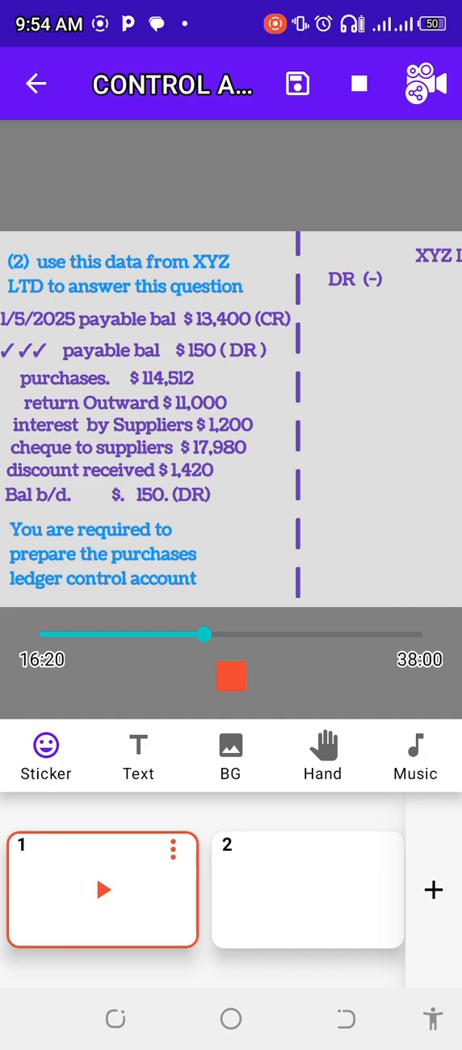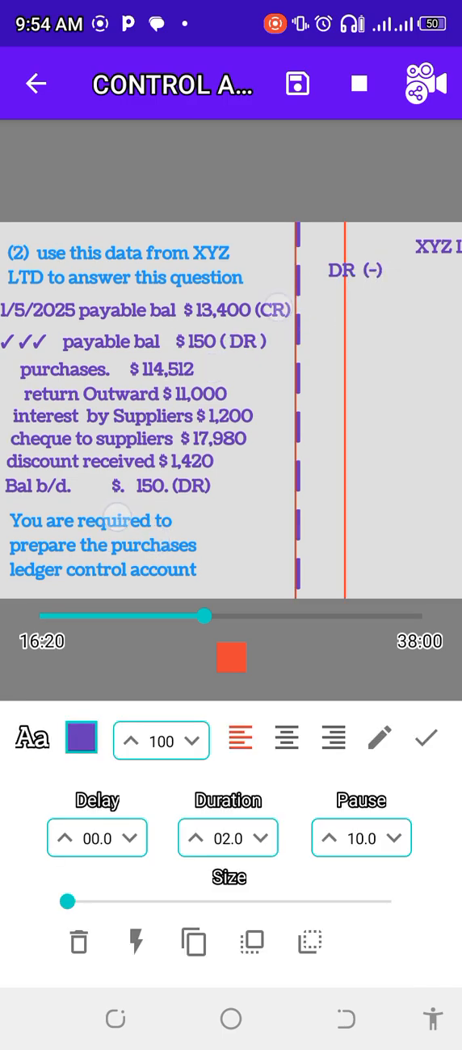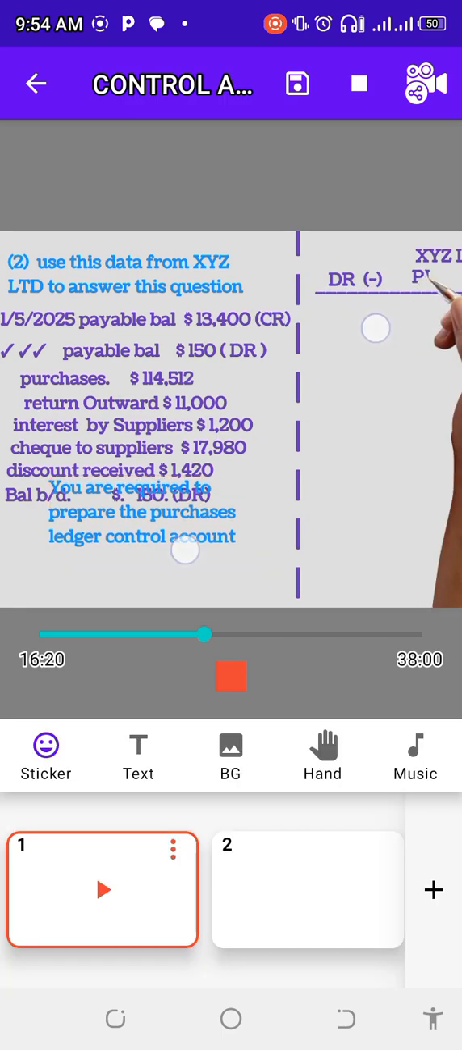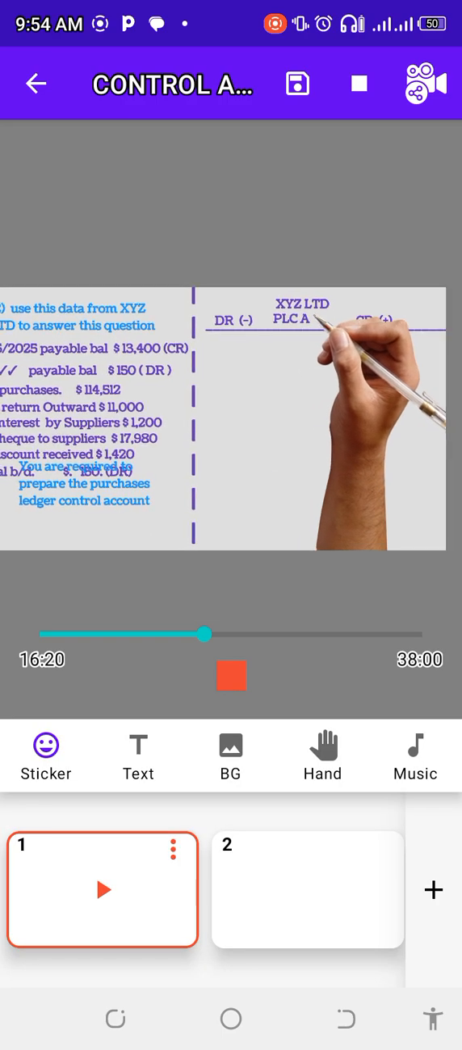So the same thing we are going to do. We are going to post them.